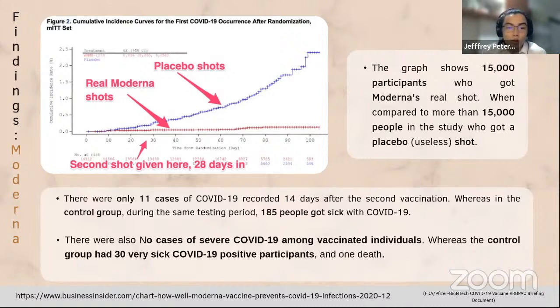There were also no cases of severe COVID-19 among the vaccinated individuals. The control group had 30 very sick COVID-19 positive participants and 1 unfortunate death.